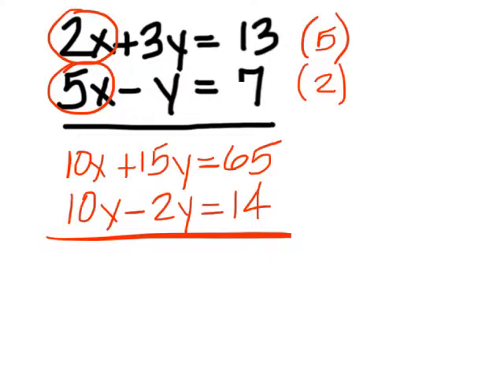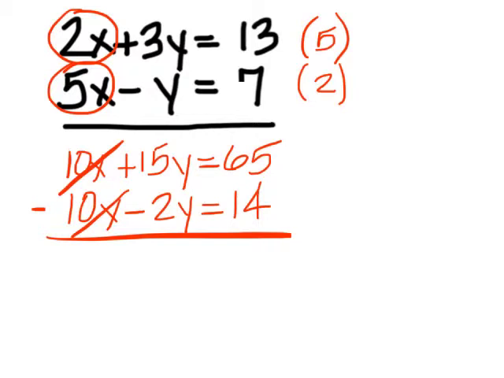What if I subtract both equations? What's 10x minus 10x? 0. So that's what we need to do. Subtract the bottom from the top. 10x minus 10x cancels out to 0.